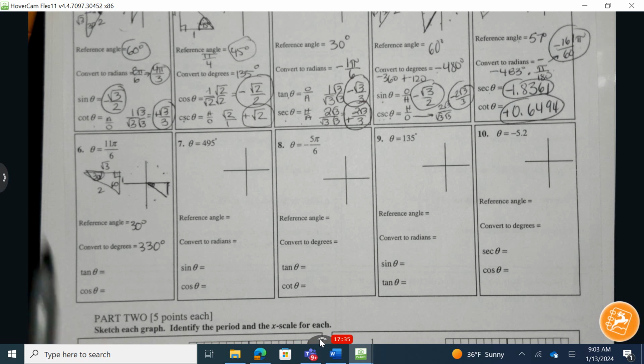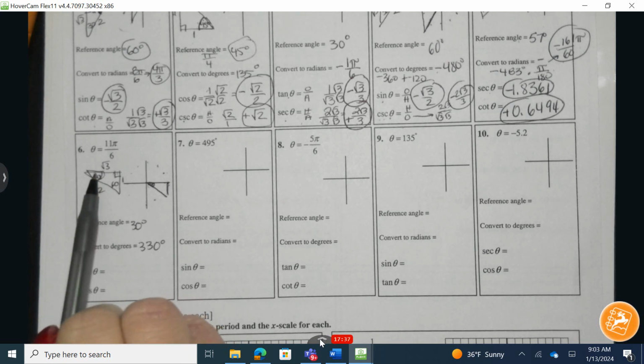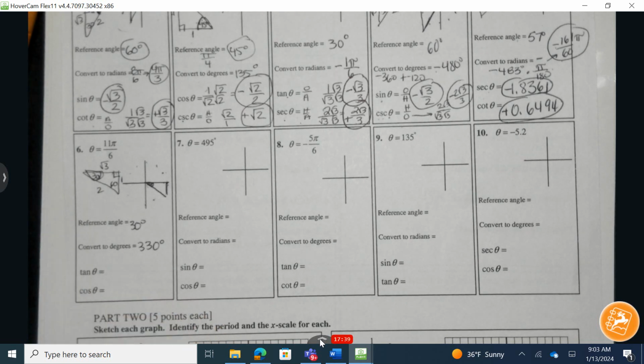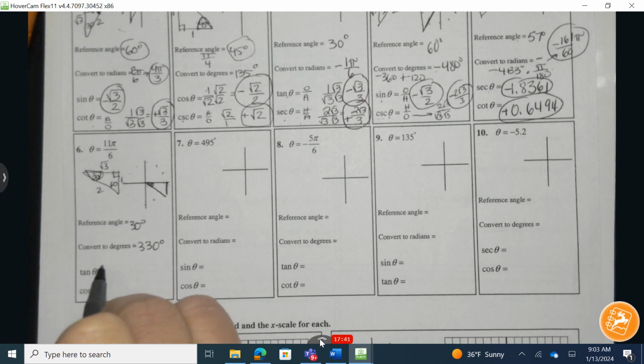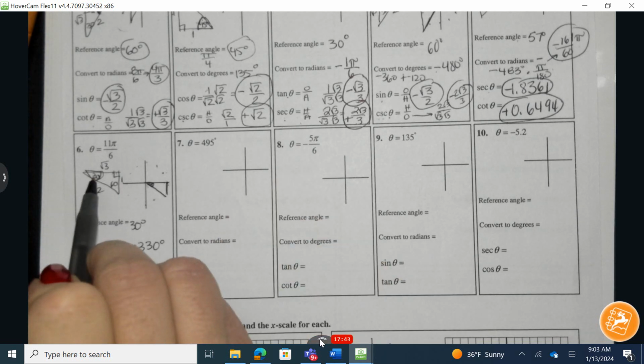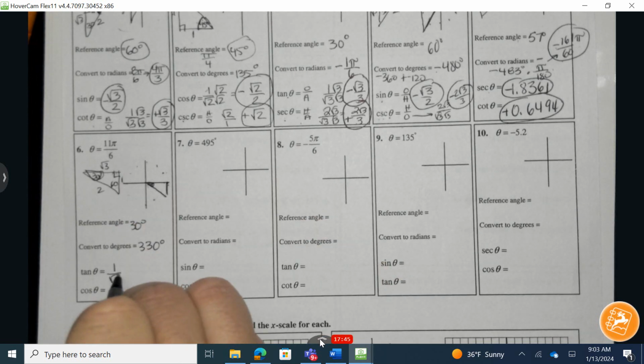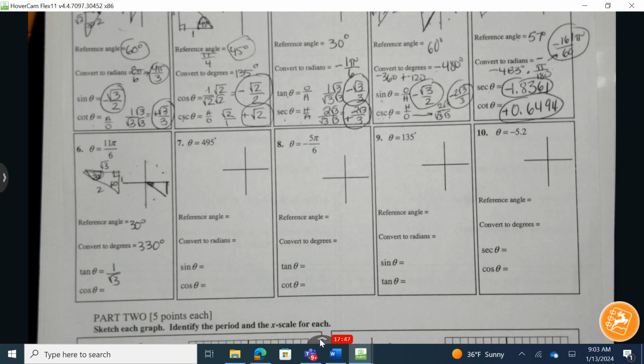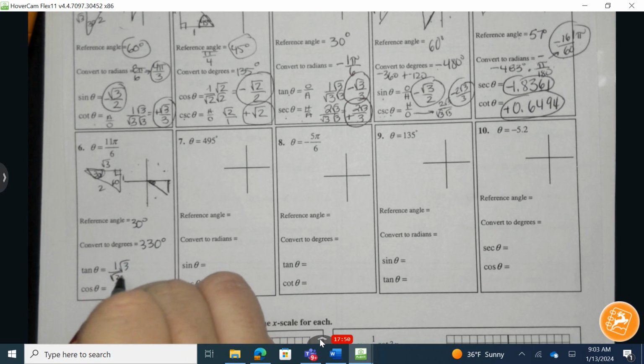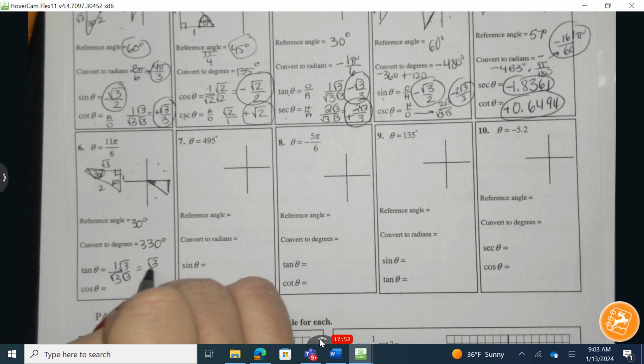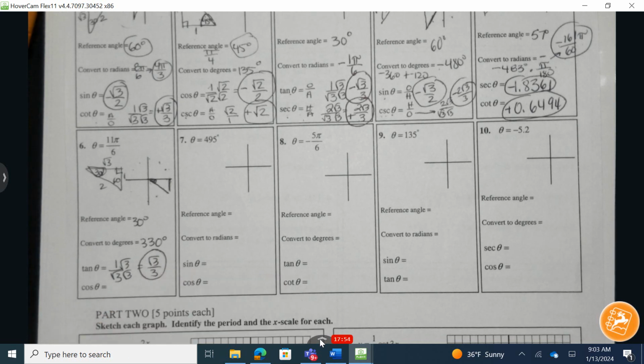All right, so opposite of this reference angle is going to be the value 1, and adjacent is going to be radical 3. That's the correct ratio, but it's not in proper form. 1 over radical 3 is radical 3 over 3. I'll come back and identify the proper sign in a little bit.